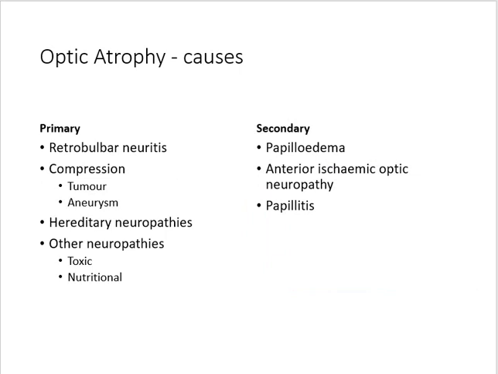Optic atrophy can be caused by a variety of things, so things such as retrobulbar neuritis, compression somewhere along the visual pathway like a tumour or an aneurysm, some sort of hereditary neuropathy, or a neuropathy related to a toxic substance or a nutritional condition. You can also see optic atrophy appearing in papilloedema. I'll talk to you about papilloedema a bit later. Something called anterior ischemic optic neuropathy and papillitis. Again, I'll cover these topics very shortly.